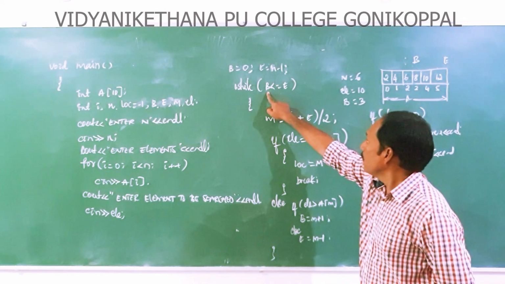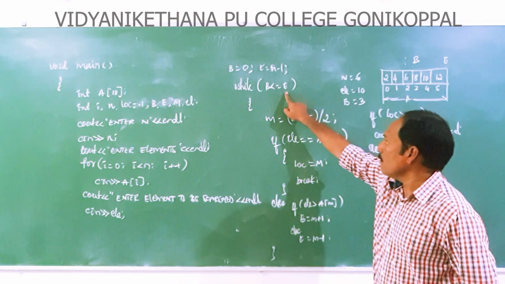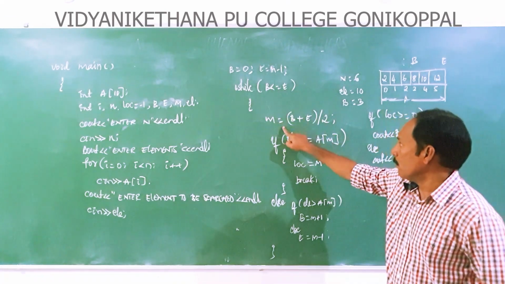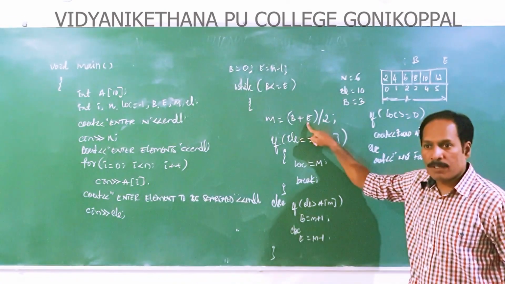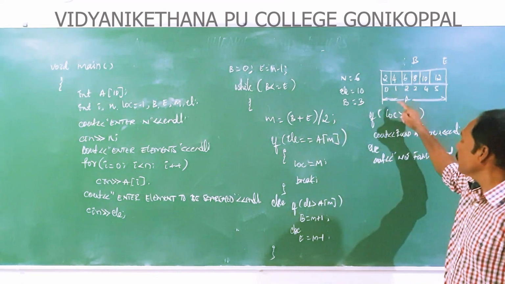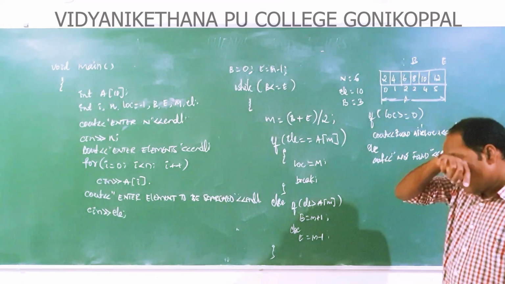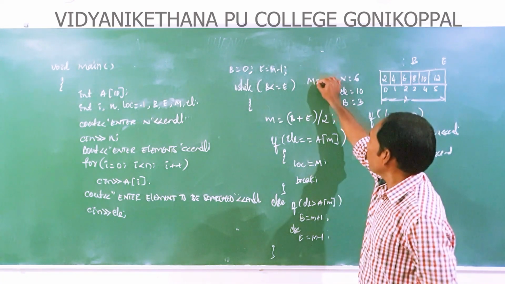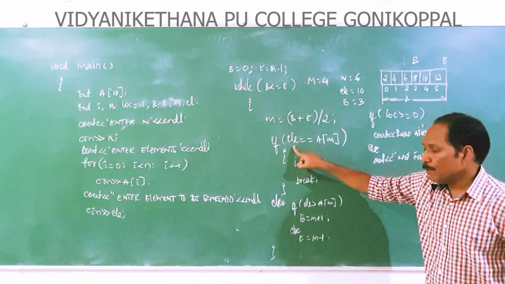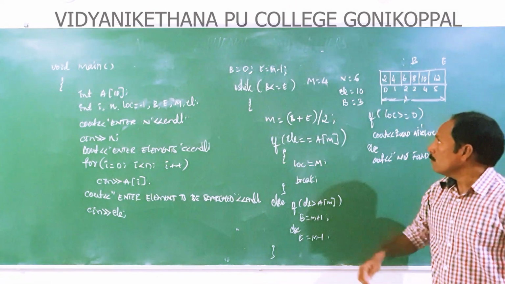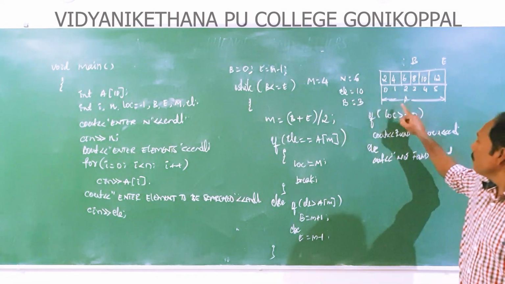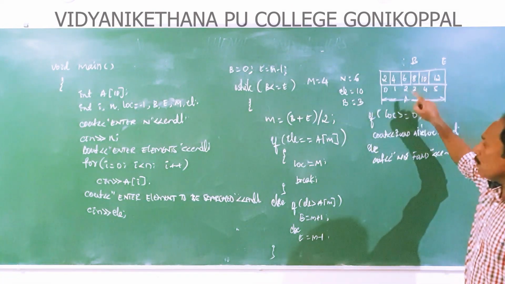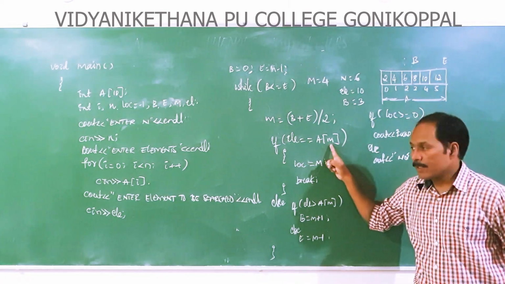Repeat now. What is b? b is 3. What is e? 5. 3 is less than 5. So b plus e means 3 plus 5 is 8, and 8 divided by 2 is 4. So m becomes 4. The new value of m is 4. The element we are looking for is 10, and a of 4 is also 10. 10 equals 10, yes.